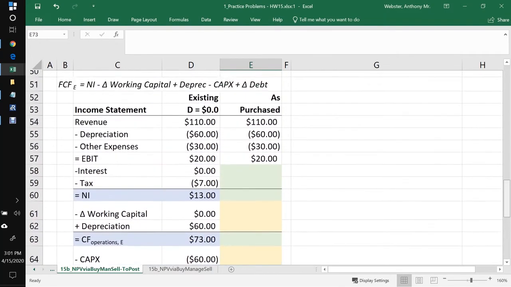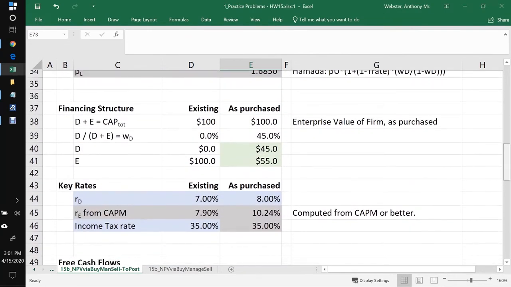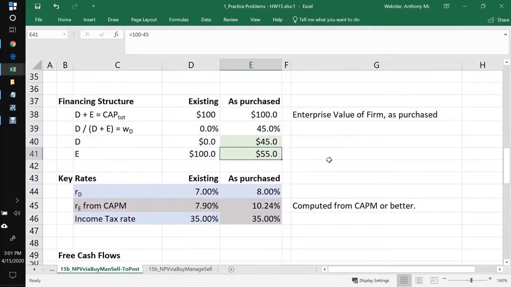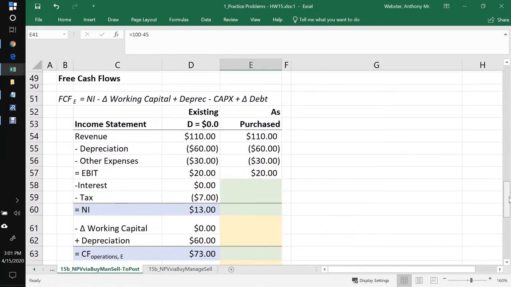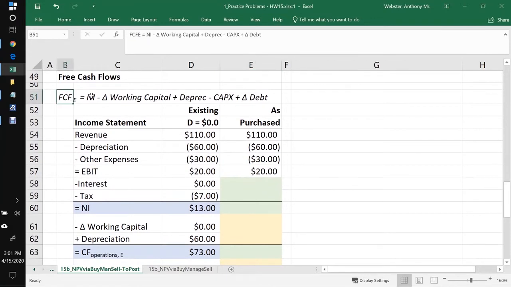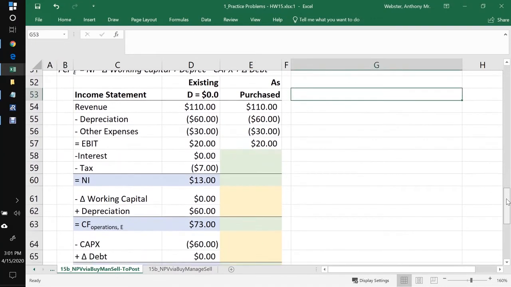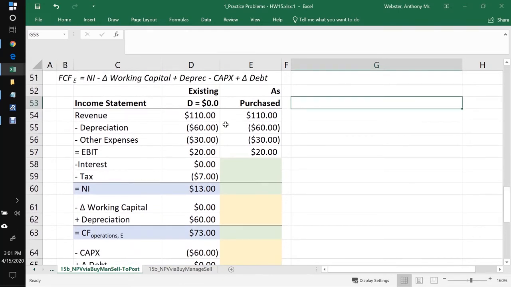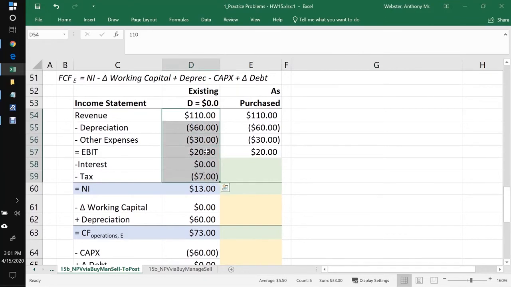So we already know how much money we've put up. Here's our PP, the purchase price for equity, 55. Next up, we want to know what the free cash flows are that we're going to get for the 2 years that we're managing this firm. So I've got here the existing income statement, and I've got here a partial version of our as-purchased income statement.